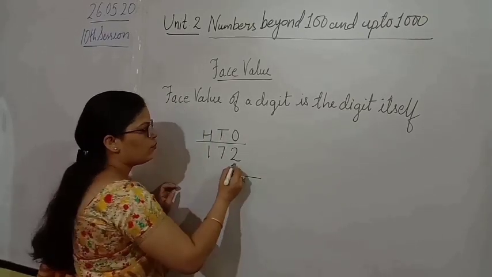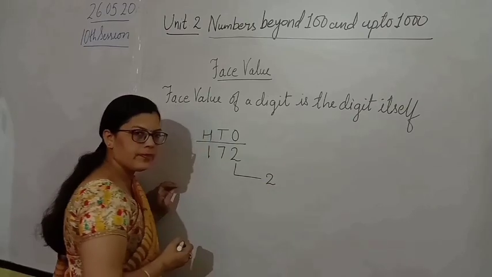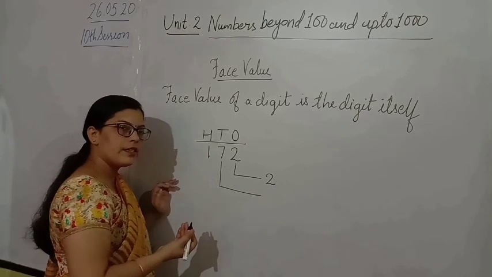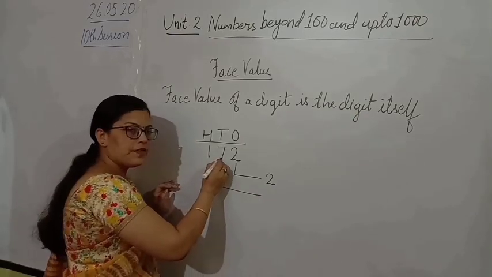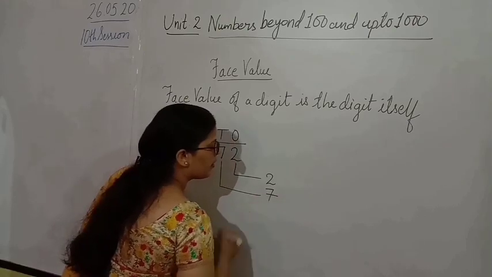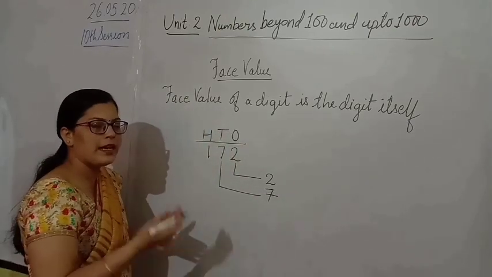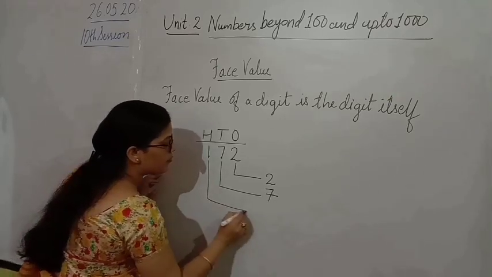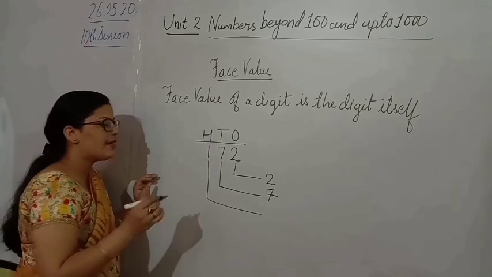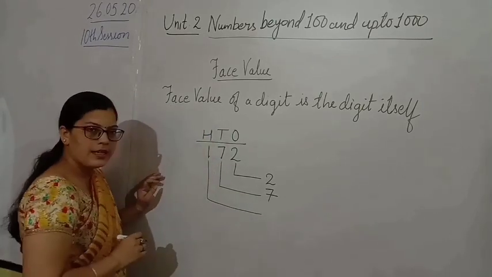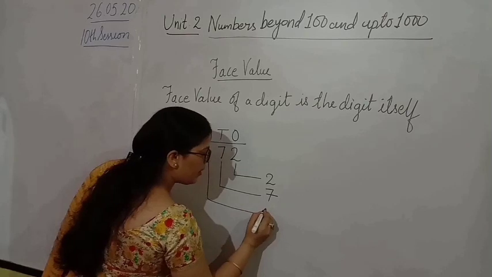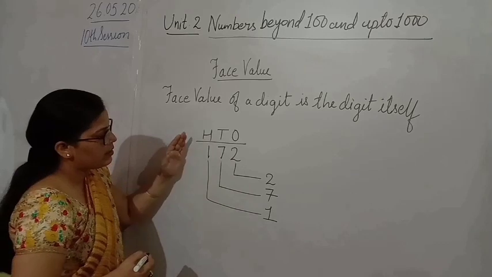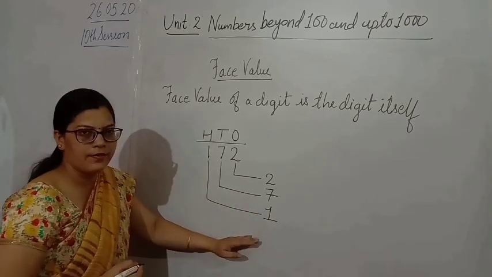See. Face value of 2 will be 2. Now face value of 7. The face value of digit is digit itself. So here face value of 7 will be 7 itself. Whether it is at ones place, tens place, hundreds place, whatever, the face value of the digits will remain the same. The digit itself. Here 1 is at hundreds place. So its face value will be 1 only. 1 itself. Here the face value is the digit itself.